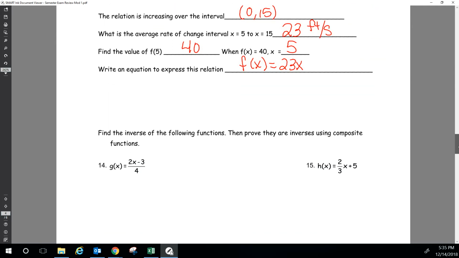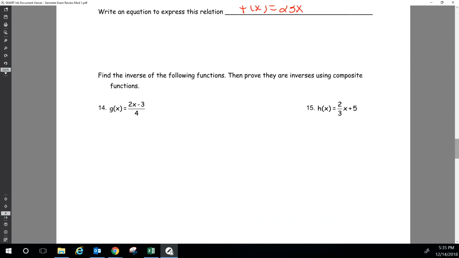All right. Find the inverse of the following functions. Then prove they are inverses using composite functions. All right, for number 14, remember we first start by writing this as a y. Step 2, switch your x's and your y's, and then you want to solve for y.